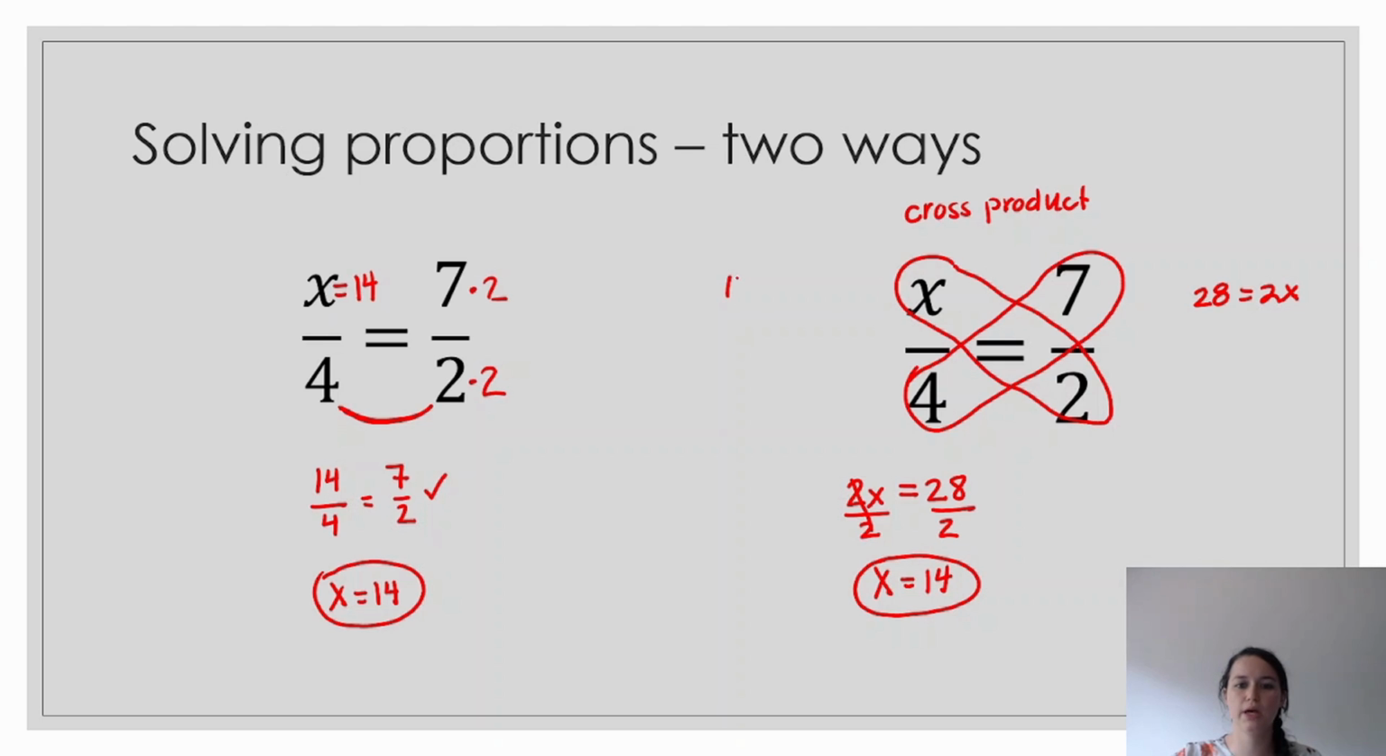To check it, just substitute into the x whatever value you got, so this 14. That's an interesting arrow, is x right there. So 14 over 4, and again, I already checked it on my first problem. That's going to be 7 over 2.